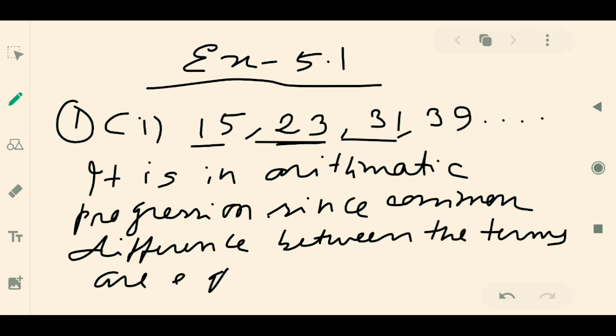Terms means these numbers are called terms. In this case these numbers are 15, 23, 31 and 39. These we call terms. The common difference between the terms is equal, so it is in arithmetic progression.